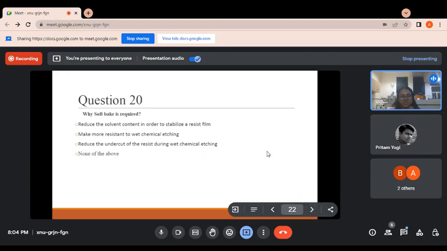So the next question is why soft bake is required. The options are: reduce the solvent content in order to stabilize the resist film, make more resistant to wet chemical etching, reduce the undercut of the resist during the wet chemical etching, and none of the above. So why do we go for the soft bake process?